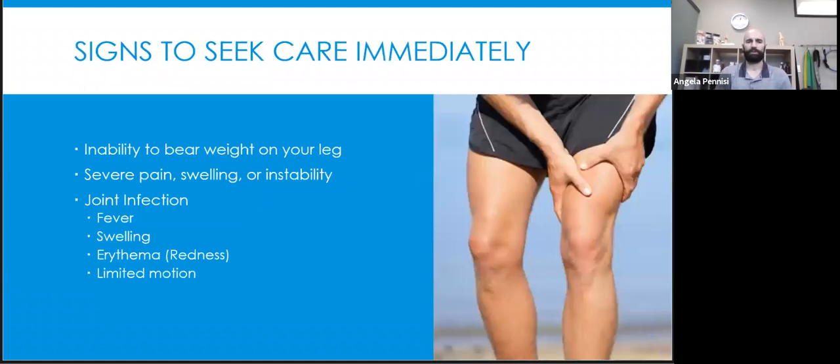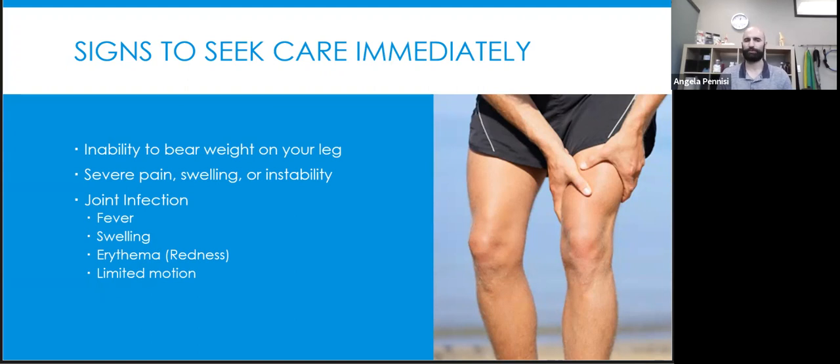So before we get into some of the things that you can do, or again, these are factors related to knee pain, I wanted to share some signs to seek care immediately. If you're having any of these particular conditions, you would want to get checked out immediately. This would be an inability to bear weight on the leg. If you're not able to walk on it at all, that would be a sign to go get it checked out immediately. If you have severe pain, swelling, or instability, such as a dislocating knee, something that's more significant, again, it would be a sign to seek care immediately.